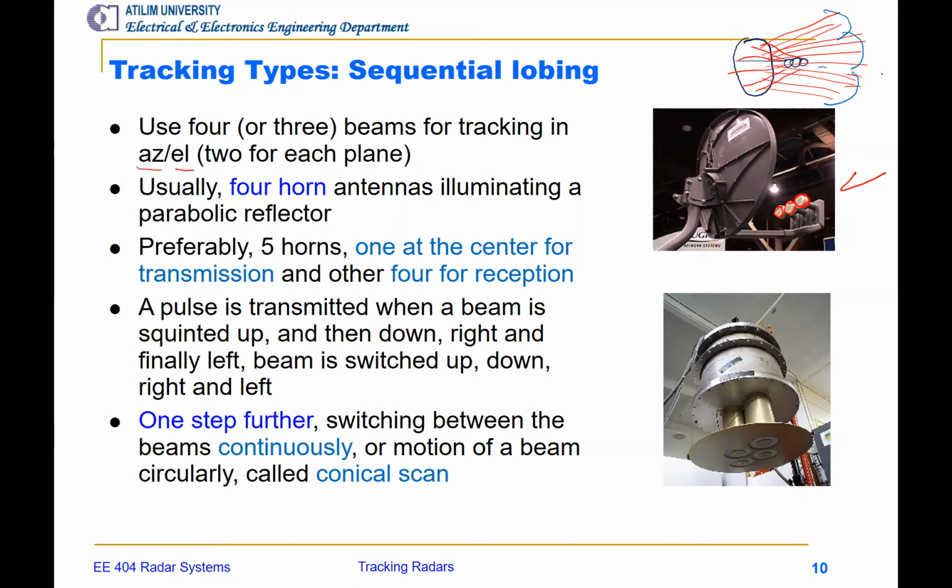Okay, so if we take this boresight, for example, for this 3, for this 2, then we can measure a target here or here, for example. So by increasing the number of horn antennas on a parabolic dish, we can simply create multiple beams, and then if we switch between these beams, we can implement sequential lobing. Okay.